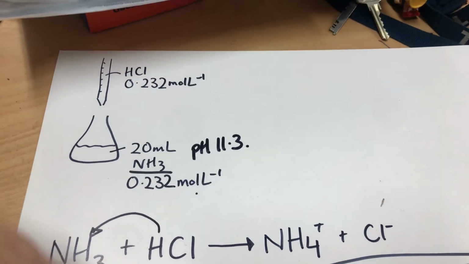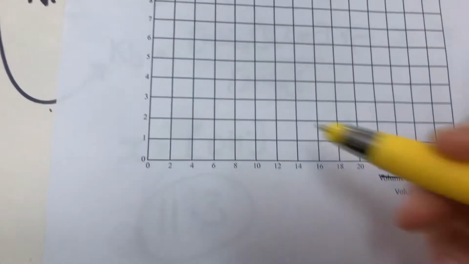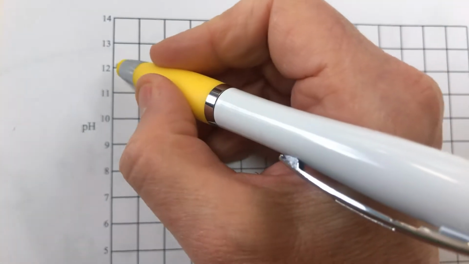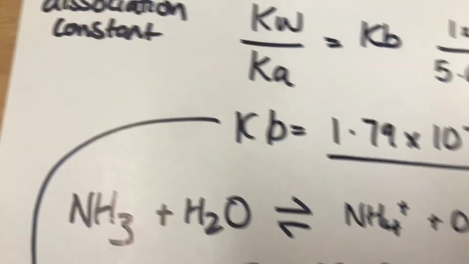So let's just plot that on our curve right now. So I'm just going to bring this over here. Okay, so at 0, I'm going to go up to 11.3, and I'm just going to pop that little cross in there. Okay, that's the first one.